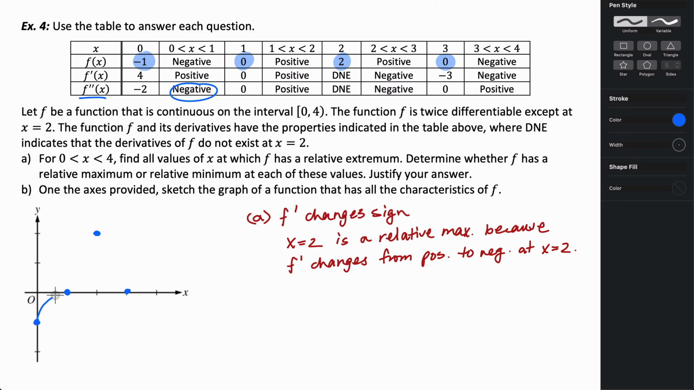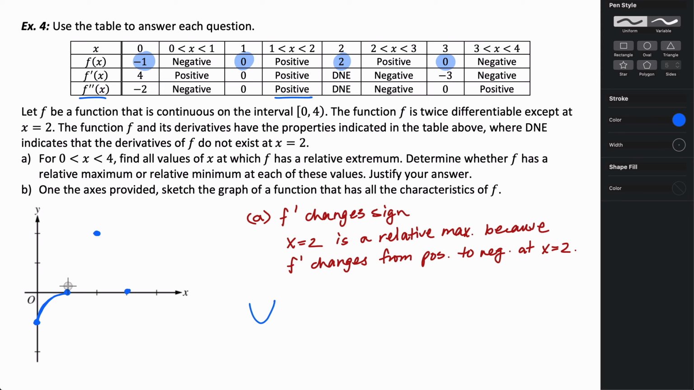And I know that at x equals 1, my first derivative is 0. So I have a horizontal tangent line there. So it's going to be concave down. We're going to have a horizontal tangent line there. It's still increasing in that region. But then from 1 to 2, my second derivative is positive, which means that it's concave up.